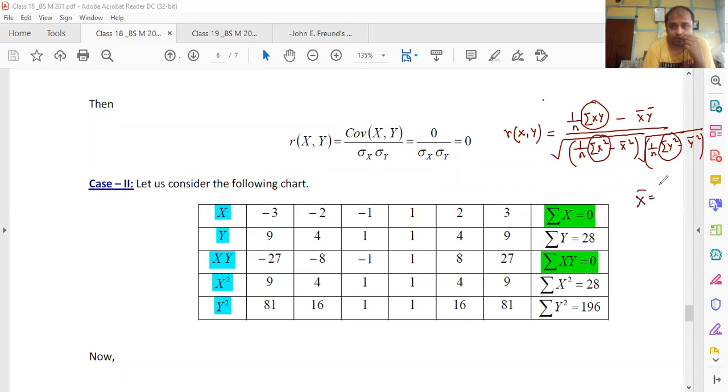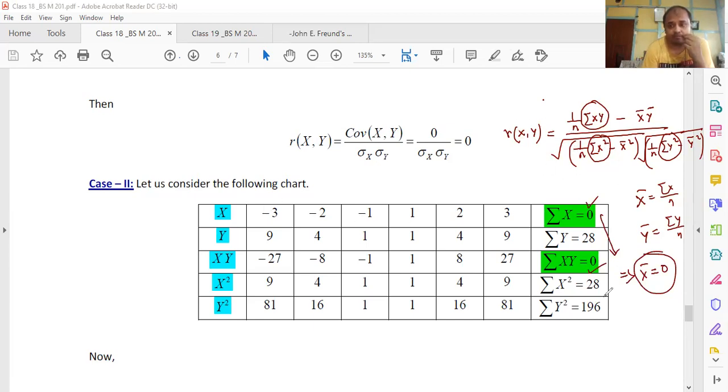And for x bar we need summation x, and for y bar we need summation y. So all these terms have been calculated from the table, and we have found that summation x is coming out to be 0. Summation xy is coming out to be 0. These are the two highlighted points. Since summation x equals 0, this implies that x bar is also equal to 0. Therefore, as summation xy is 0 and x bar equals 0, the numerator of this term is 0. Okay, and since this numerator is 0, rxy is 0.